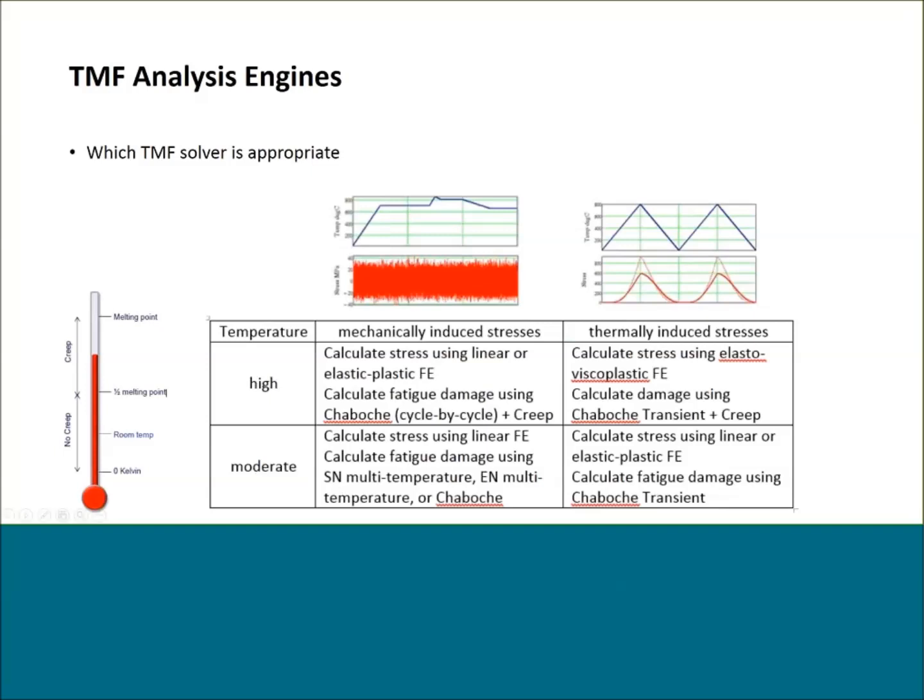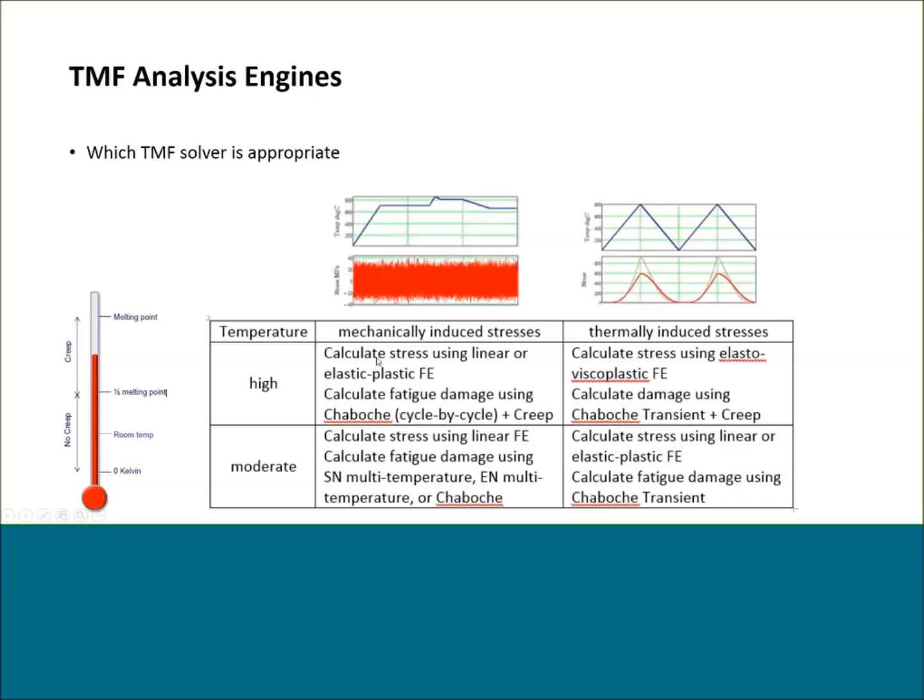Let's look at the most severe case, which is high temperature and thermally induced stresses. In this case, you probably want to calculate your stresses using elasto-viscoplastic FEA. You would calculate damage using a Sabbath transient plus creep. And the other two are subsets of that.